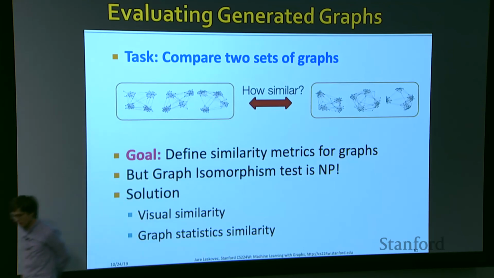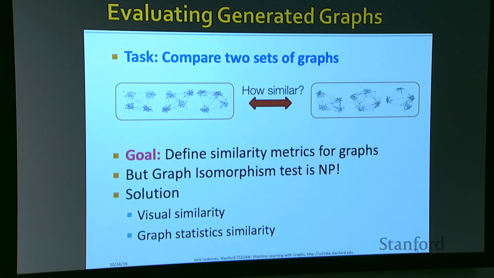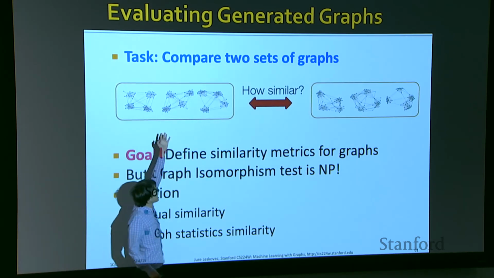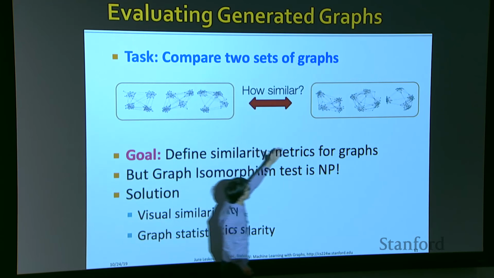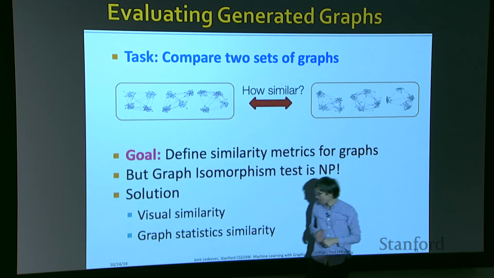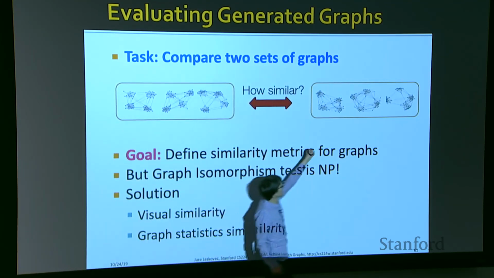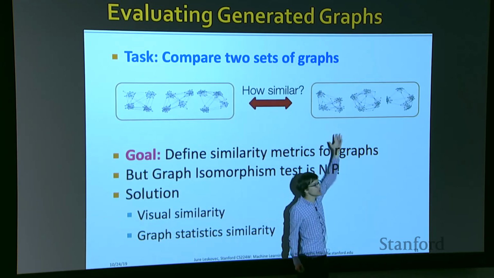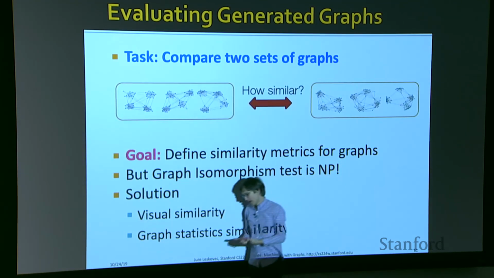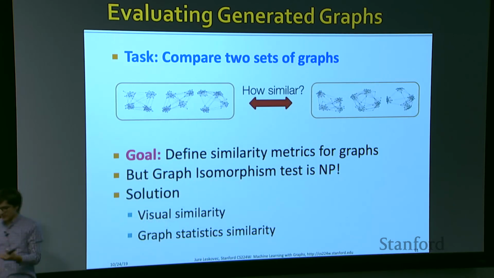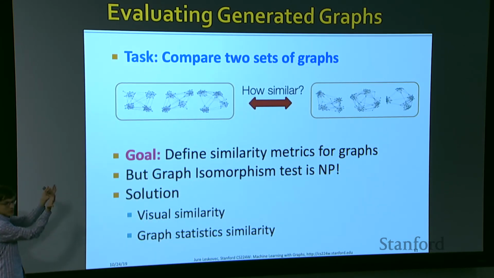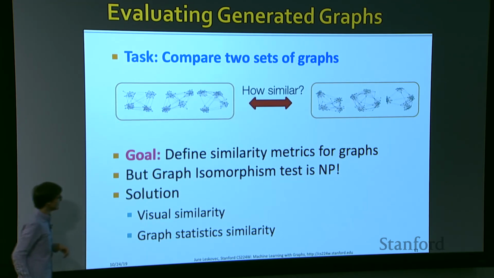So let me now show you some examples. The way you can test this is: I have a training set of graphs, and I have a test set of graphs. How do I compare? The general strategy is that you compute some properties of the graphs, like the clustering coefficient, diameter, degree distribution, things like that, and you compare those properties. You can match the metrics or the properties of the graph. So that is usually the strategy.